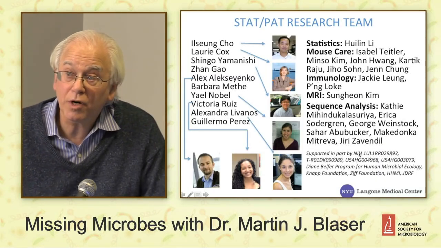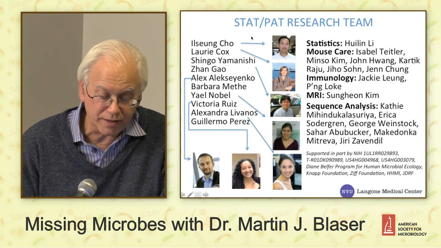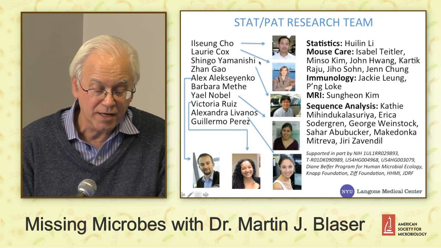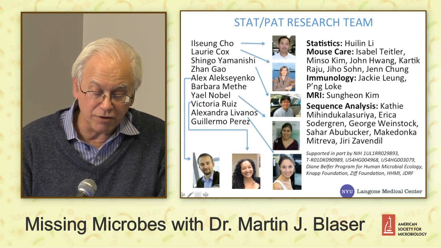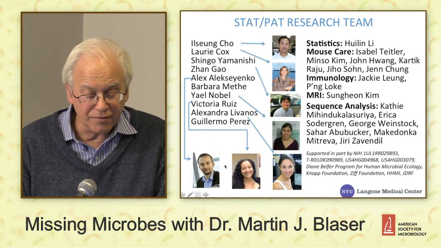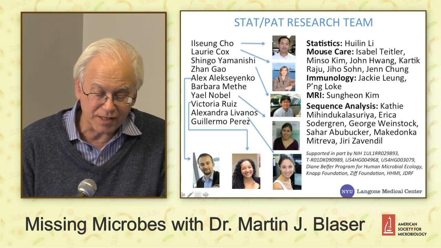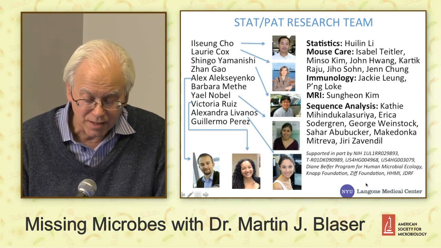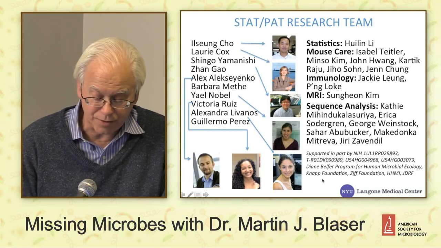Lots of people did the work I've talked about today. I've mentioned a few of them who've done the most important work. Il-Sung Cho setting up the STAT model, Laurie Cox, her work on the STAT, Shingo Yamanishi, gene expression in tissues, Yael Noble, work on PAT, Alex Alexienko, informatics. Many other people helped in all different aspects of statistics, mouse care, immunology, x-rays, sequence analysis, funding from many different sources, especially the US government, the NIH.